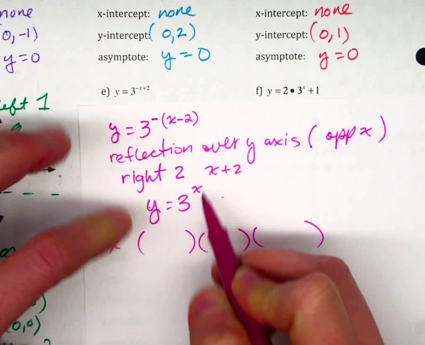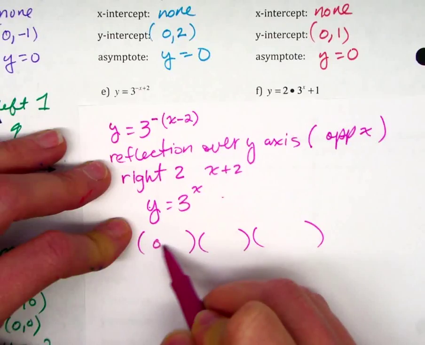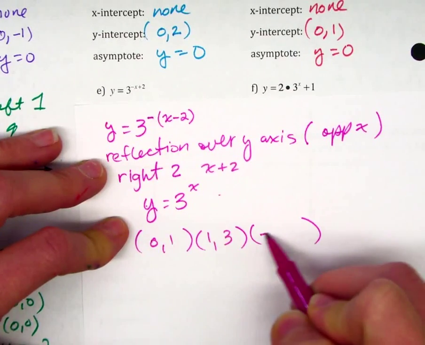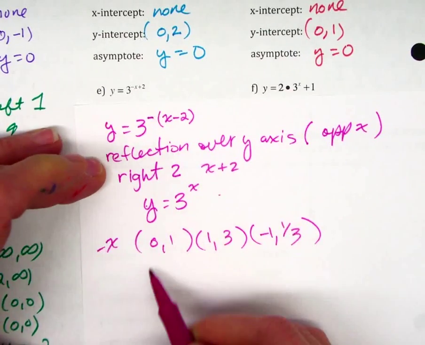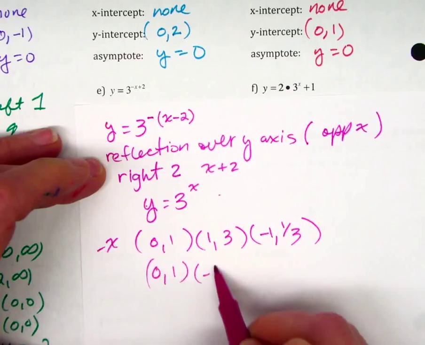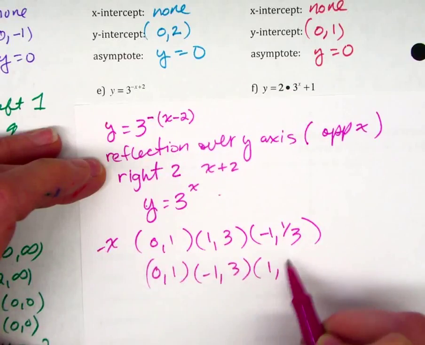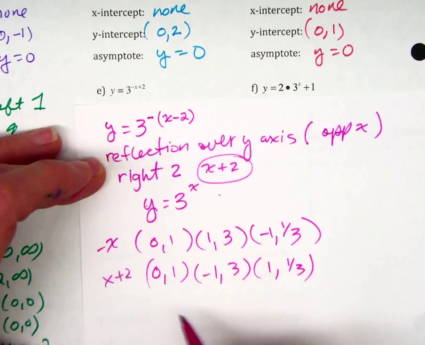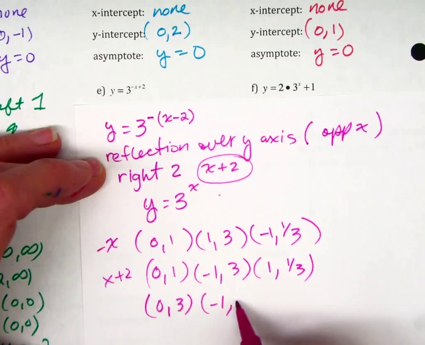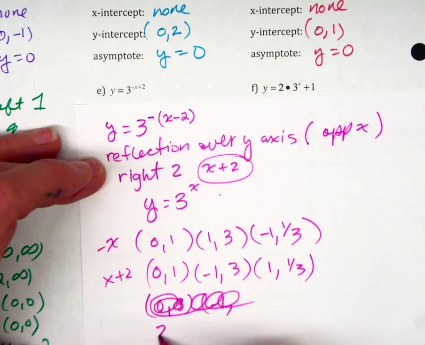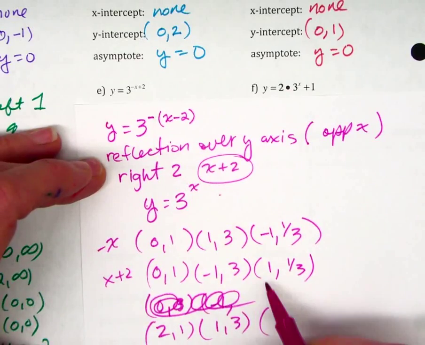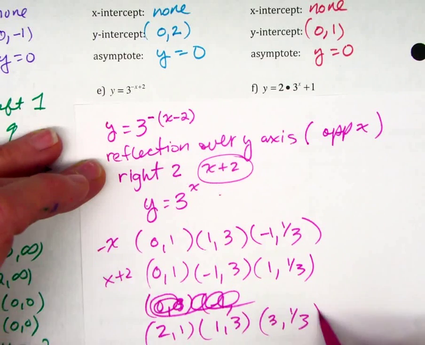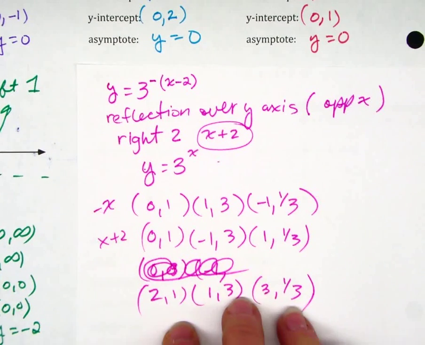So let's get our original points. We have 0, 1, 1 base, negative 1 reciprocal. Opposite x is going to give us 0, 1, negative 1, 3, and positive 1, 1/3. Then we need to shift right 2, so we're just going to add 2 to all these guys. 0, 3, negative 1, gosh, Mrs. Weber, 2, 1, 1, 3, and 3, 1/3. There we go. Okay, so now we have our 3 points.